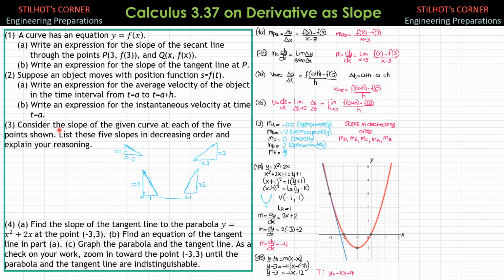Then next, consider the slope of the given curve at each of the 5 points shown. List these 5 slopes in decreasing order and explain your reasoning. So all you have to do is approximate the slope. Remember that positive slope is one that is sloping up to the right or down to the left.